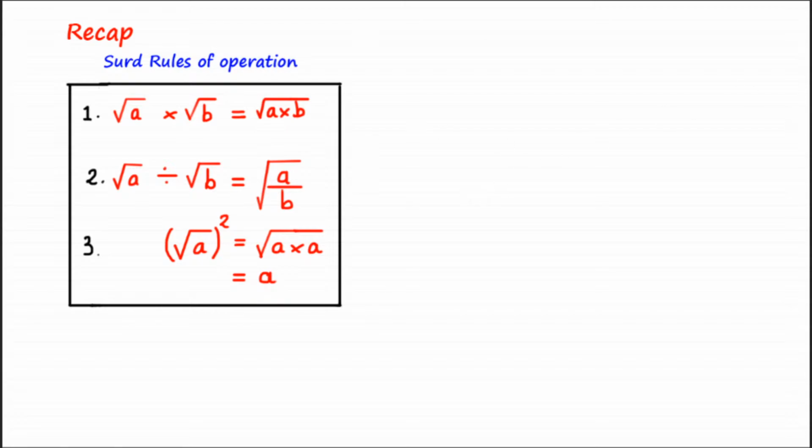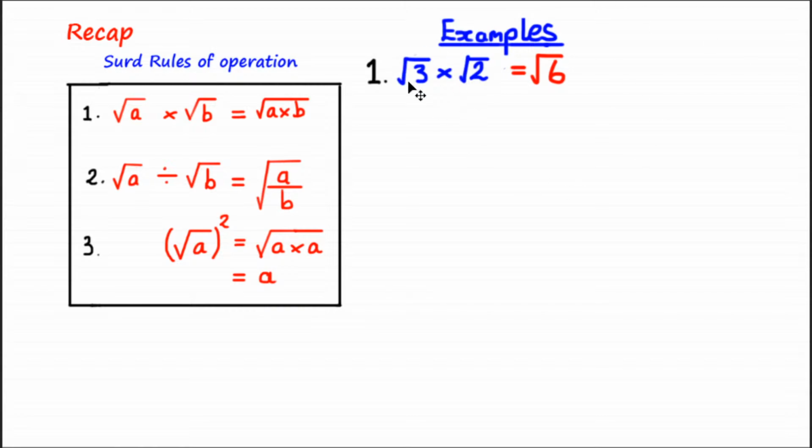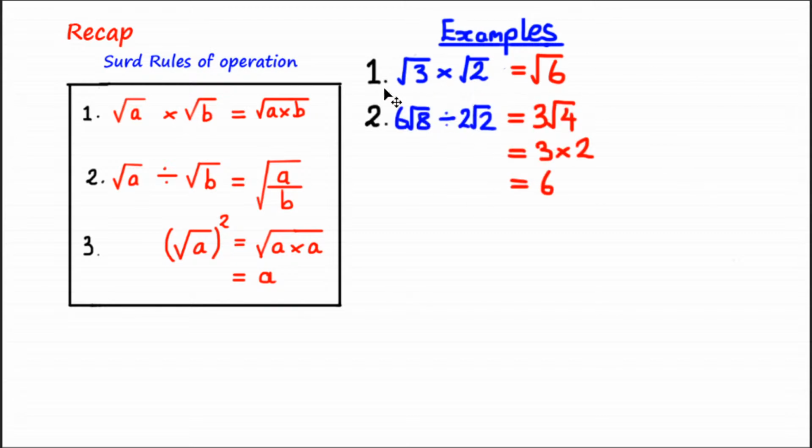Last lesson, we looked at operations with surds, the rules of operations, namely multiplication, division, and this really interesting one, which says that if you take the square of a surd, you get the actual integer value underneath the root sign. For example, multiplication, the square root of 3 times the square root of 2 using rule 1 would simply be the square root of 3 times 2, which is the square root of 6. We also looked at division, which uses the same rule. However, if we have an integer term multiplied by the surd, we of course need to divide the integer by the integer. So 6 divided by 2 is equal to 3. And the square root of 8 divided by the square root of 2 using the second rule would be equal to the square root of 4. So we get 3 times the square root of 4, which is 2, which is equal to 6.